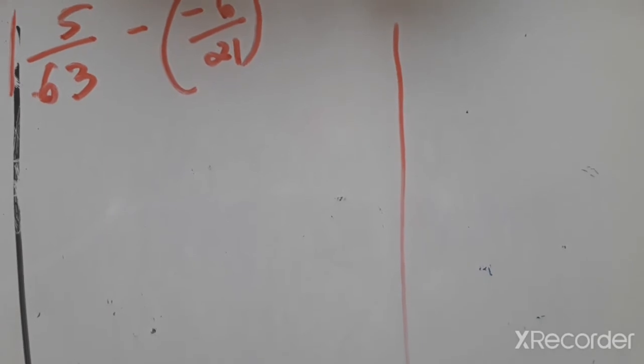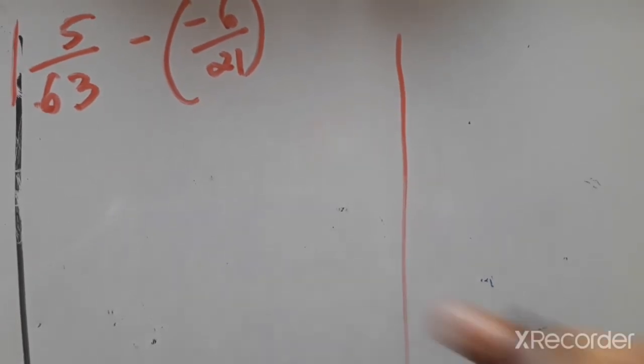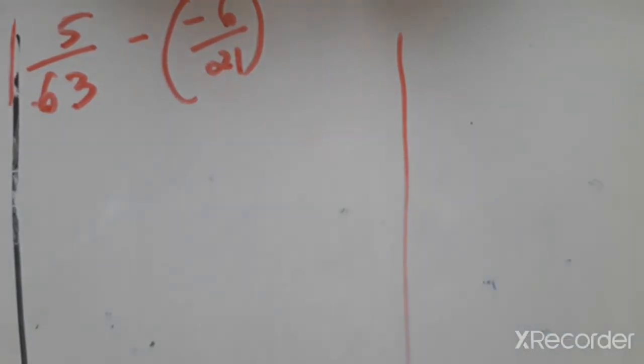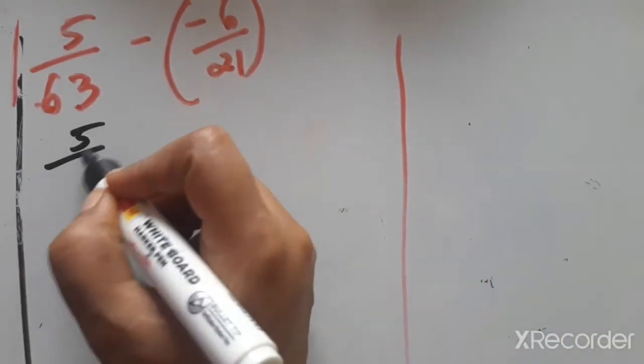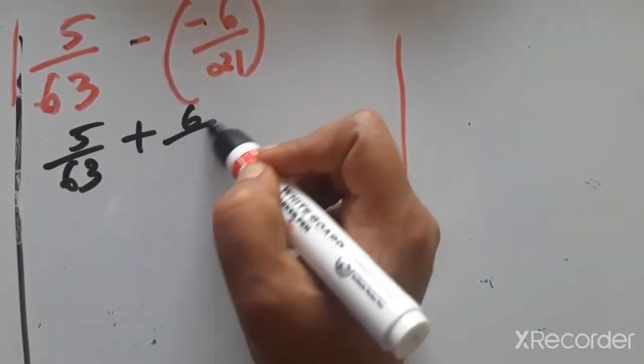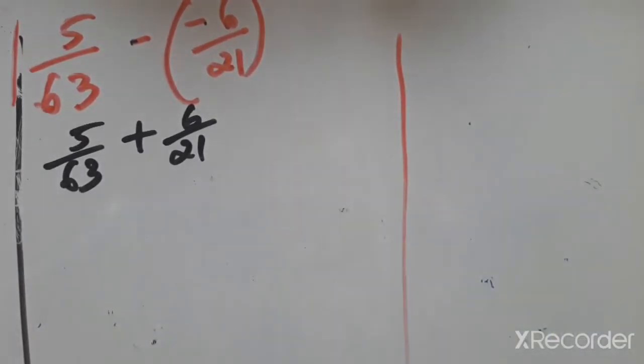Next question is the second one. 5 by 63 minus 6 by 21. Now you find the 5 by 63. Minus into minus will become plus 6 by 21. You can simplify it. Now find the LCM of the denominator because it is not a like fraction.